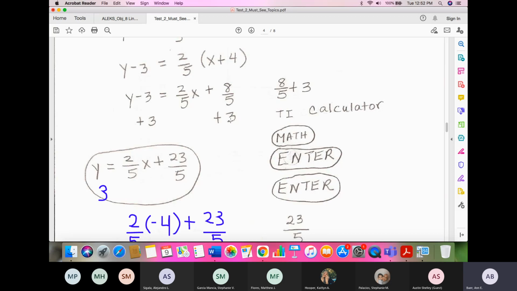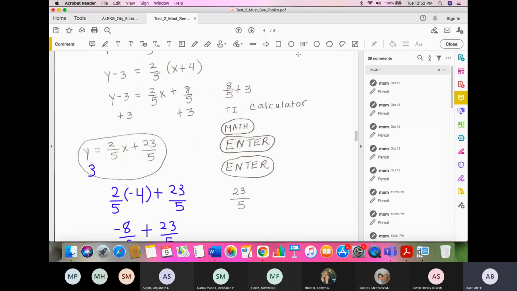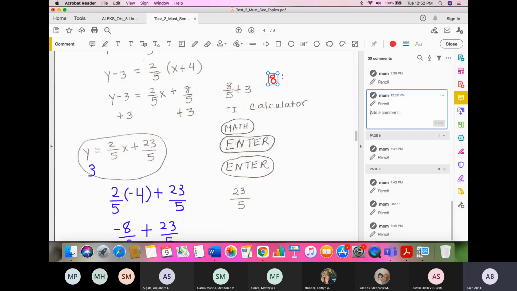Got to find a way to combine them. So one such way to combine them is this. Let's just write it out, since that would work for students that don't have a calculator that can do this. So I'm going to take this 8/5. Now this 3, I want plus 3.